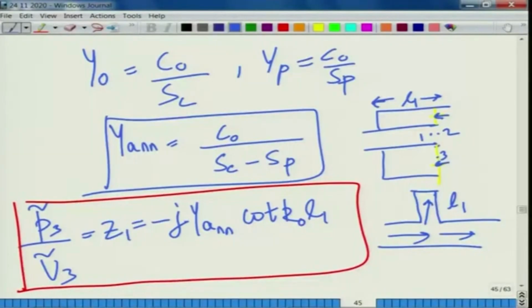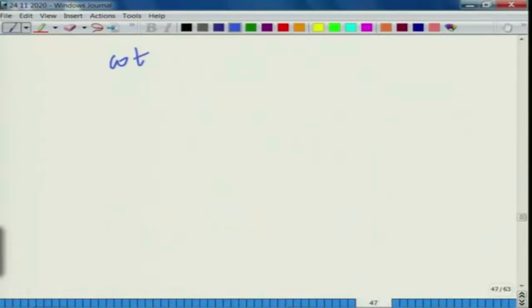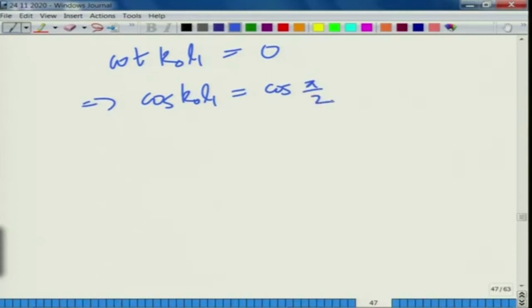So, when is the impedance Z1 of the annular cavity going to 0? When is that going to happen? I should have probably named it as Z1, annular cavity 1, because there is annular cavity 2 also at the extended outlet. So, when this term is going to 0, that is cot k naught L1 is equal to 0, implies cos k naught L1 is equal to cos of pi by 2, then the impedance Z1 is 0.